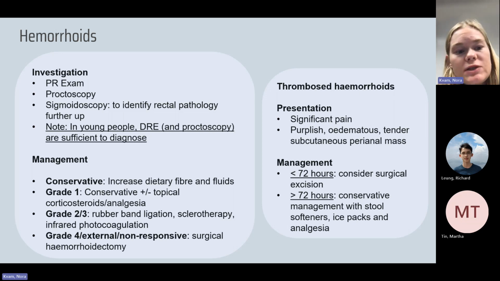You can give them topical corticosteroids if you want to reduce their swelling. If they have grade 2 or 3, so those are the ones where they prolapse, then you can consider rubber band ligation, sclerotherapy, or photocoagulation. And then if they have grade 4, so the ones that are non-reducible, then you want to remove them. So a hemorrhoidectomy, surgical hemorrhoidectomy.